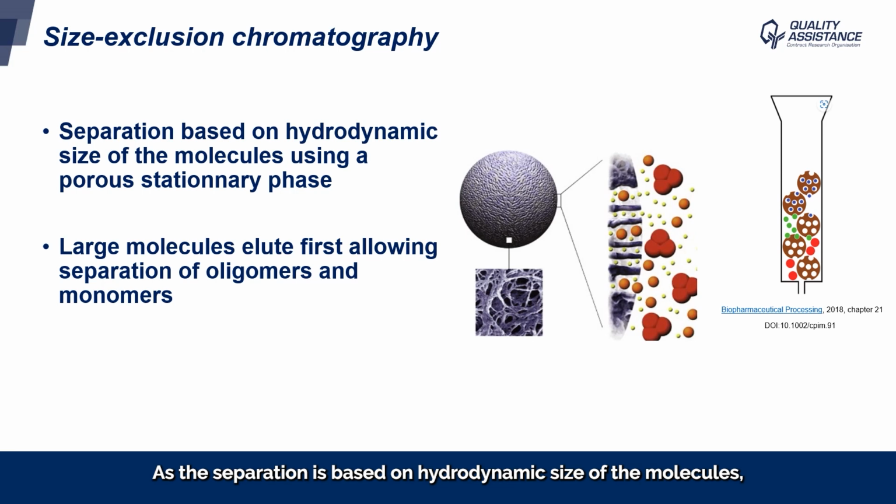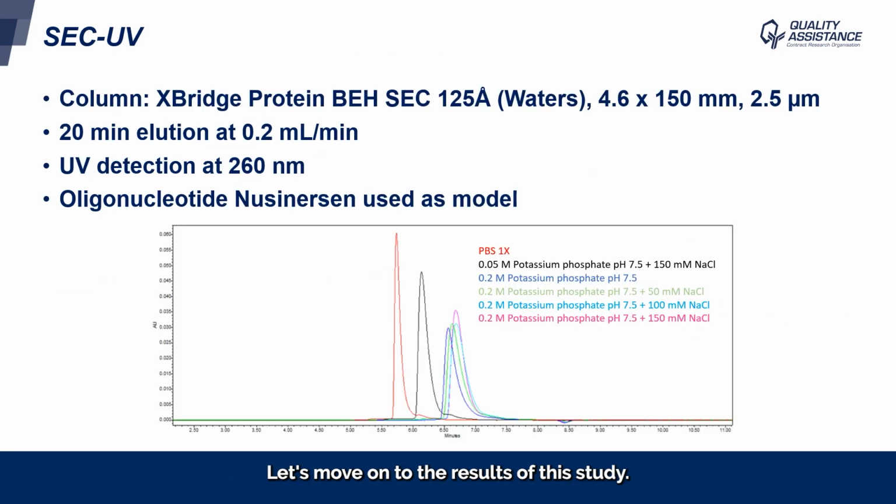To separate the multimeric species from the monomeric ones, size-exclusion chromatography is the method of choice, as the separation is based on hydrodynamic size of the molecules, where large molecules cannot go through the different pores of the column and elute first. Smaller molecules penetrate the different pores and elute later in the chromatographic runs. Let's move on to the results of this study.